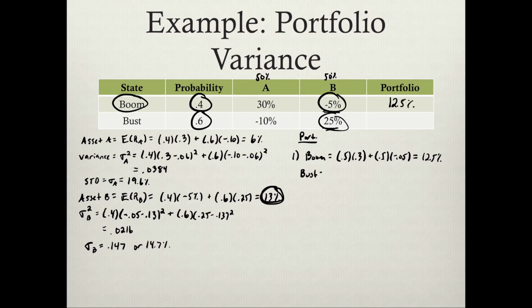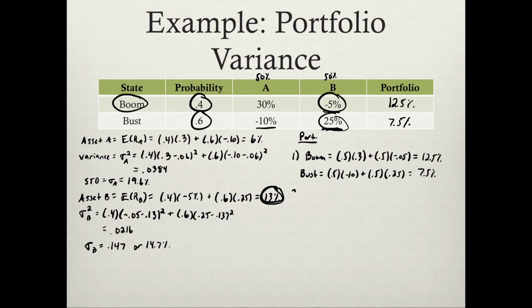Now let's look at a bust scenario. Again, we're not using the probabilities in this step. We're assuming that this bust economy occurs. And if 50% of our portfolio is A, and A has a negative 10% return, and 50% of our portfolio is in B, and B has a 25% return, then the return of the portfolio as a whole is 7.5%. So that is our portfolio return given the assumption that the bust economy occurs. So step one is compute the portfolio return for each particular state.